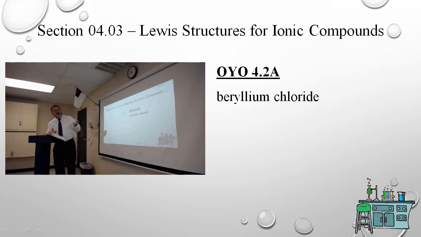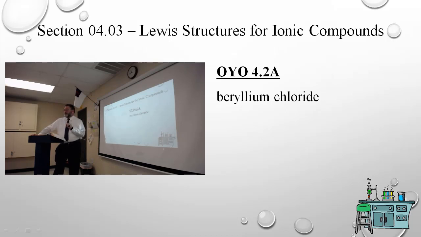So beryllium, where is Be on the periodic table? It's the second column. It's column 2A on the second energy level, right? So we know that beryllium has how many valence electrons? 2. Is beryllium a metal or a nonmetal? It's a metal, right? It's way this side of the jagged line. It's a column 2 element with 2 valence electrons that's a metal.